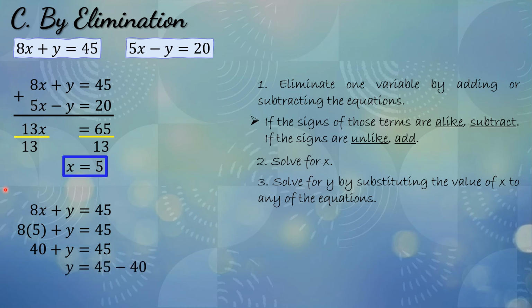Transpose 40 to the right side, kaya magiging y equals 45 minus 40. Therefore, the value of y is equal to 5. Again, para malaman nyo kung tama ang sagot na nakuha natin para sa x at y, you will just have to substitute the values of x and y na nakuha nyo sa alinman sa mga equations.